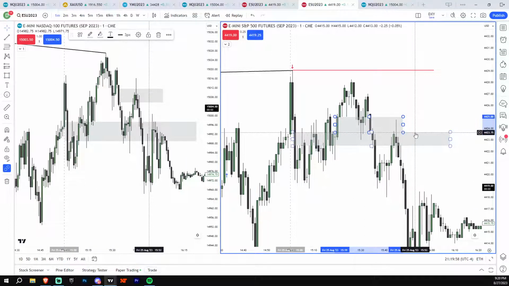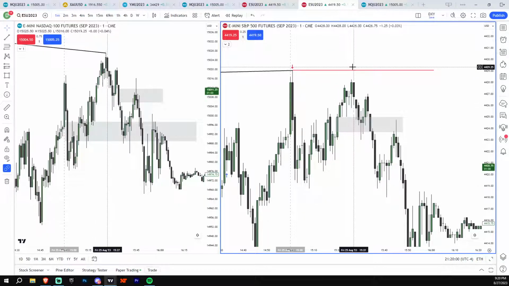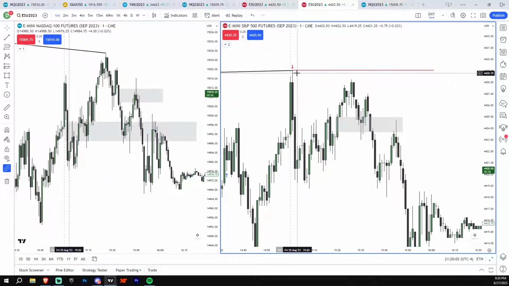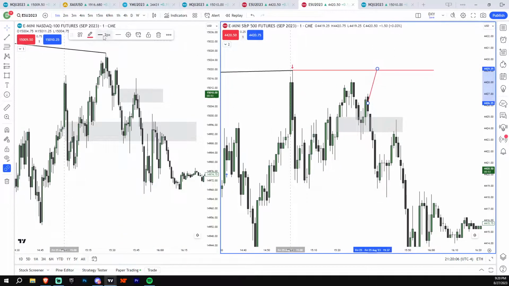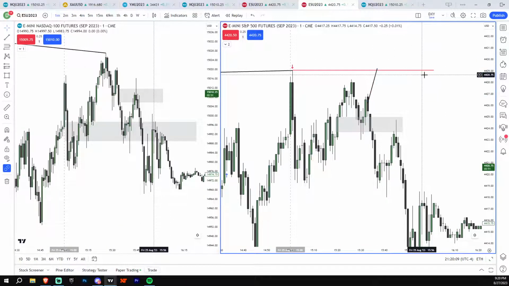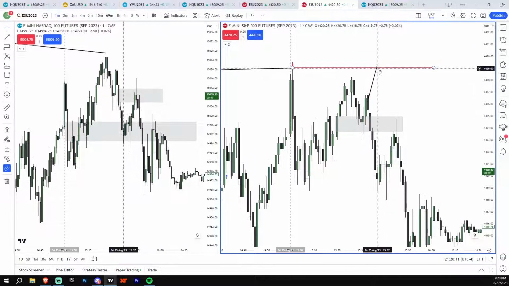This is the 2022 model. Would this be a good long if there's no SMT? Yeah, probably. But because we had the SMT, we don't even know if the 2022 model is going to get us up to this high. And that's where I like trading. That's why my win rate's so high, because if I know at least we're going to hit this internal high, I know at least I can put my stop to break even.